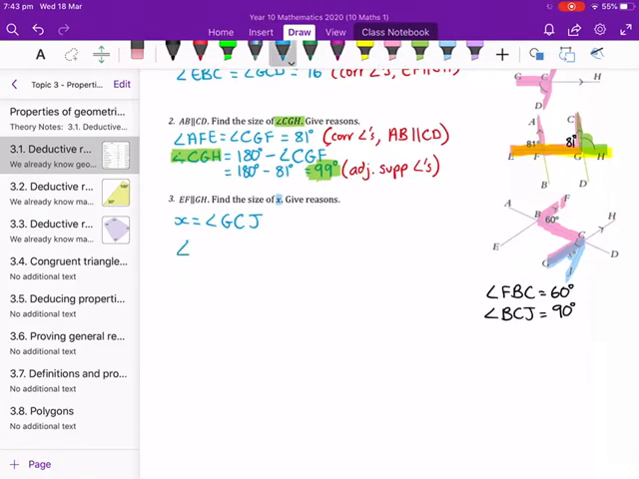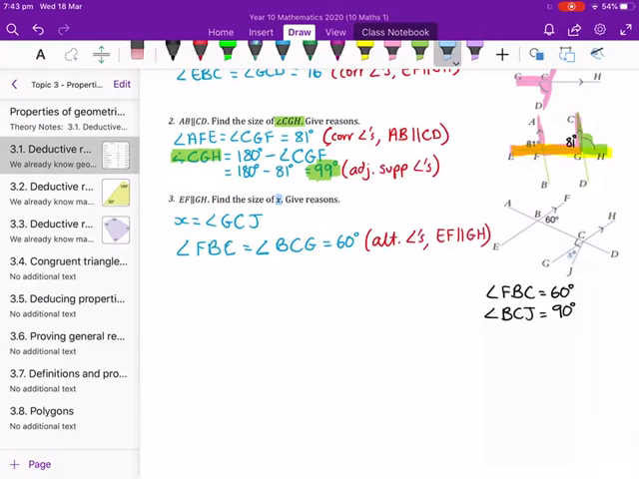So that means that angle FBC is going to equal my angle BCG, which equals 60 degrees. And my reasoning behind this is because of alternate angles on parallel lines. So we write EF is parallel to GH. So now that we know that, I'm just going to take the information off the diagram to make it a little bit clearer.